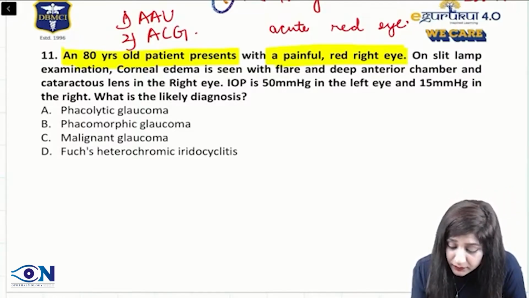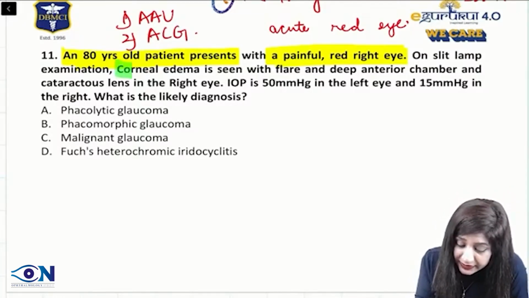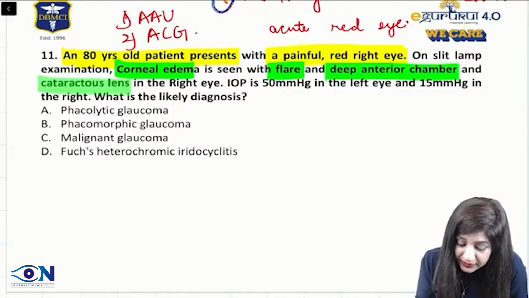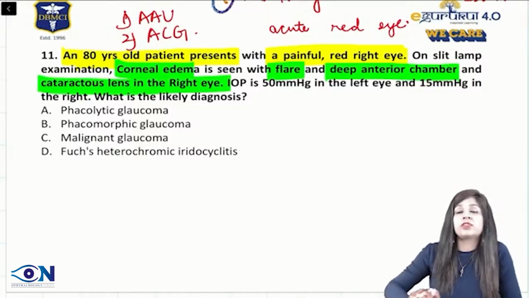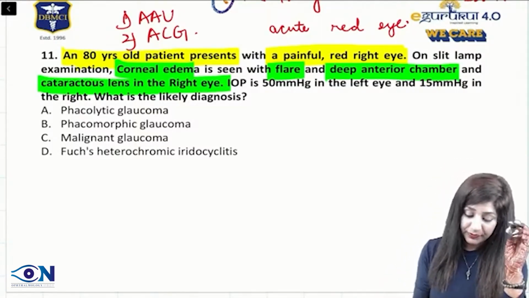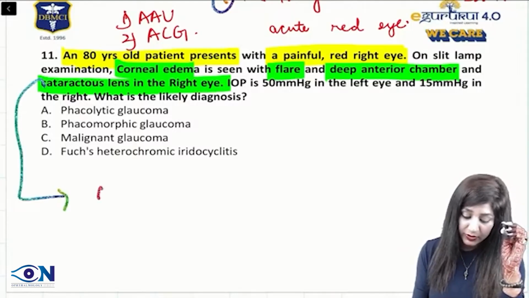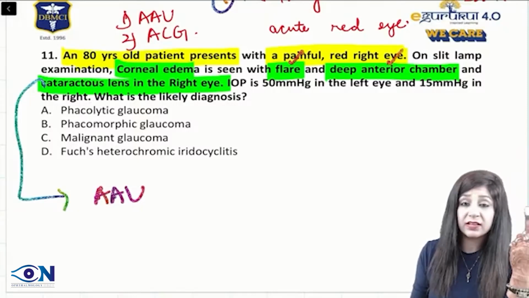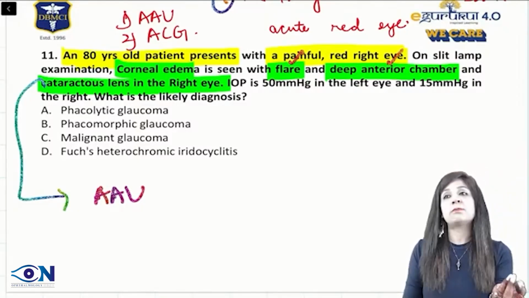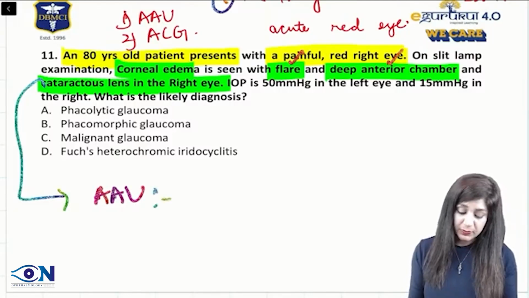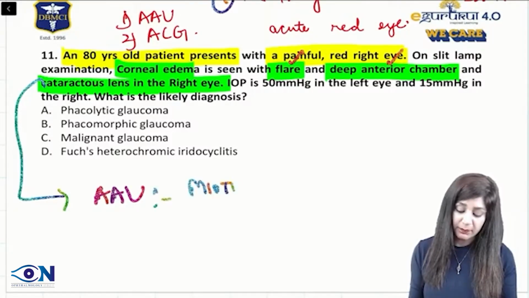And now they are saying that there is a corneal edema, flare here, deep anterior chamber and cataractous lens in the right eye. So the right eye is showing you cataract and this cataract has led to the acute anterior uveitis because we have flare, we have got deep anterior chamber. Deep anterior chamber will not be due to glaucoma. Obviously, it will be due to the uveitis because here we have the miotic pupil.